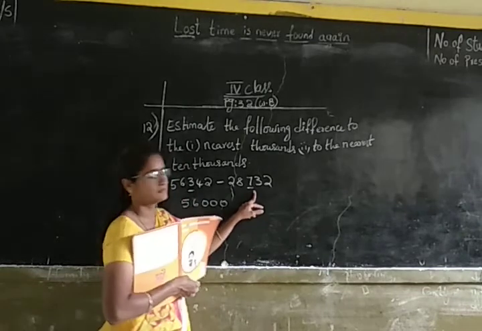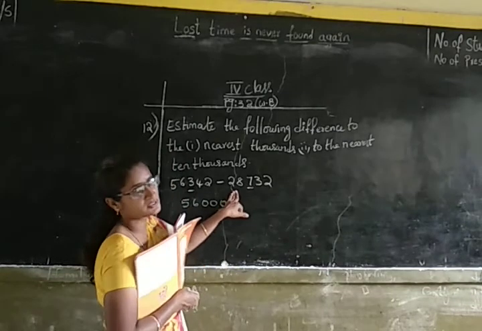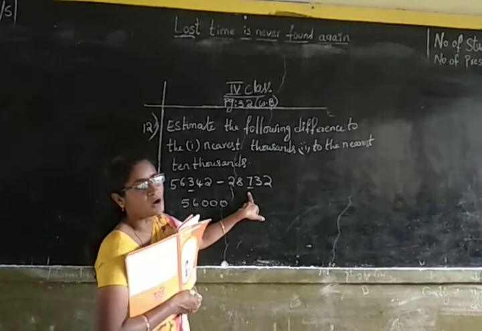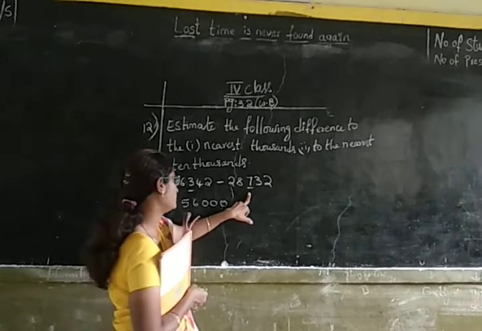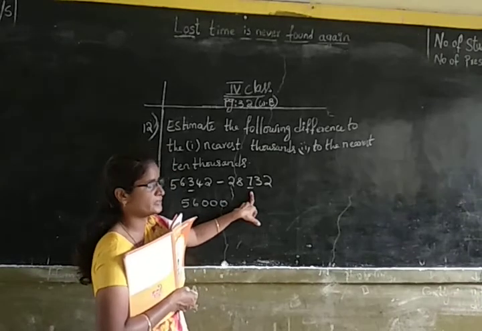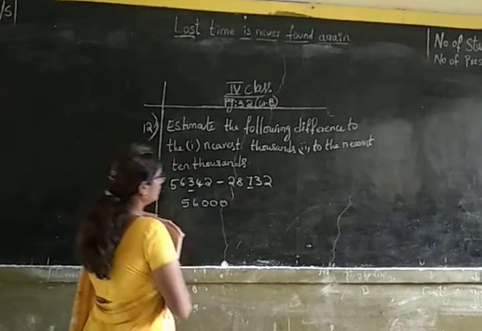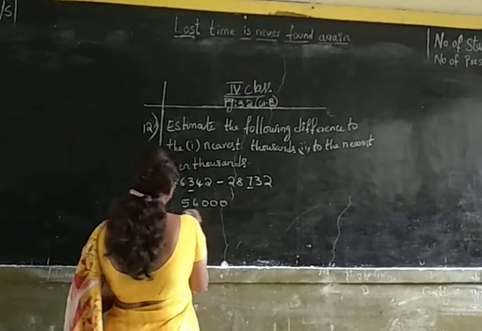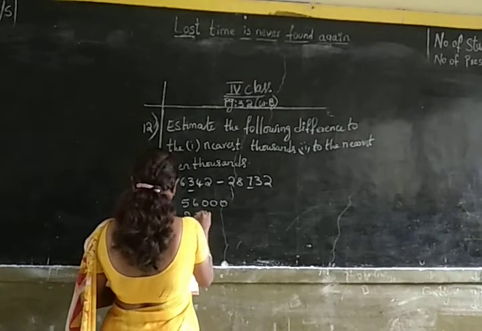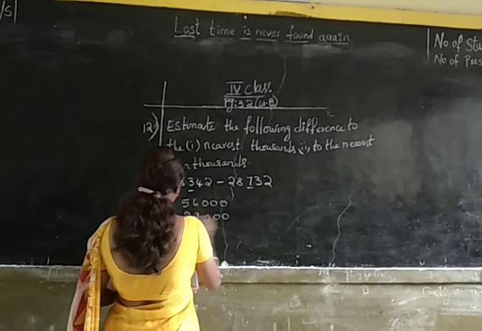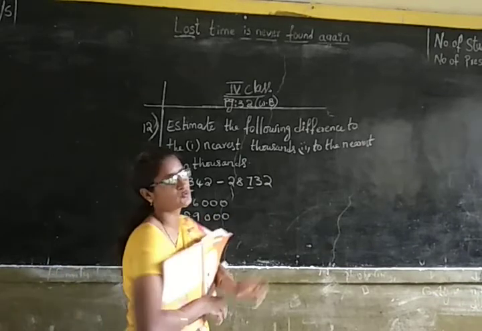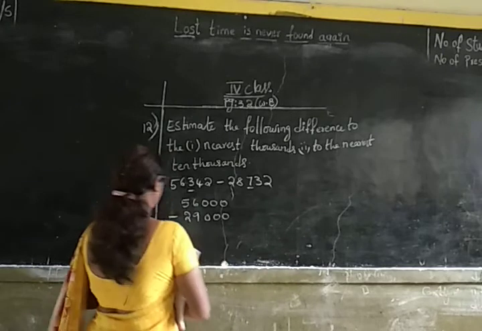Similarly, in this number, for rounding off to the nearest thousands, you have to underline the digit at its hundreds place. Here the digit at its hundreds place is 7. So you have to add 1 to the next number. Then it will become 29,000. Here you have to find out the difference, which means you have to do subtraction.